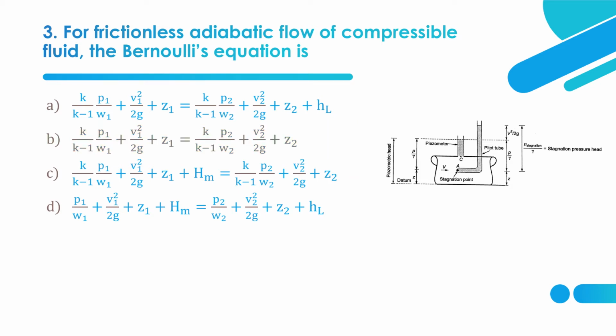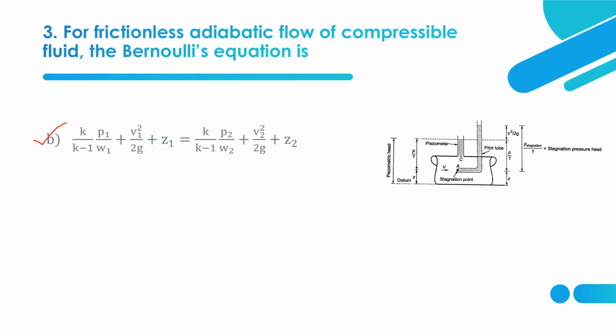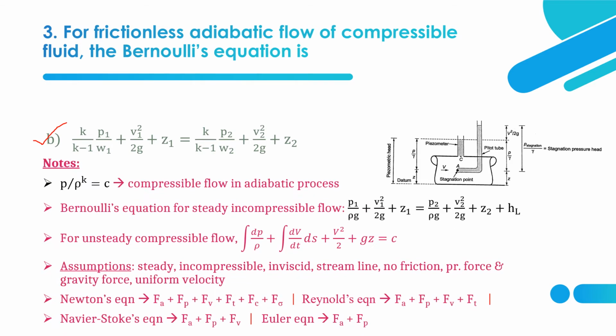So the correct answer is option B. This is the correct relation in the case of frictionless adiabatic flow of compressible fluid. Compressible fluid means it cannot be a liquid. It can be air or something like that. Now let's see what the K value is and why it is arrived at like that. The compressible flow in an adiabatic process is given by this formula: P by rho to the power K equal to a constant.